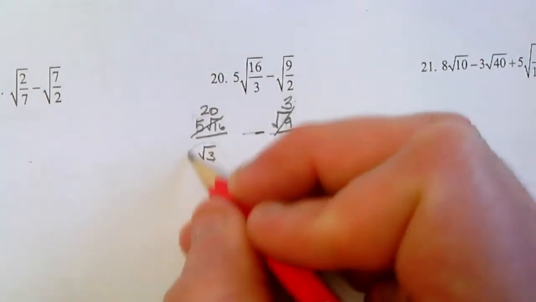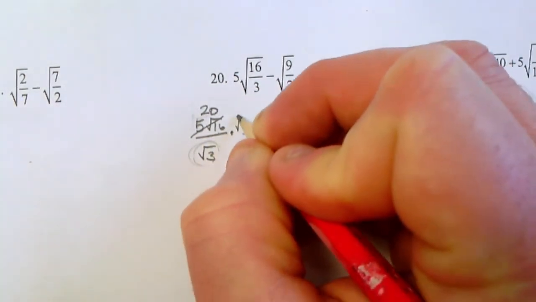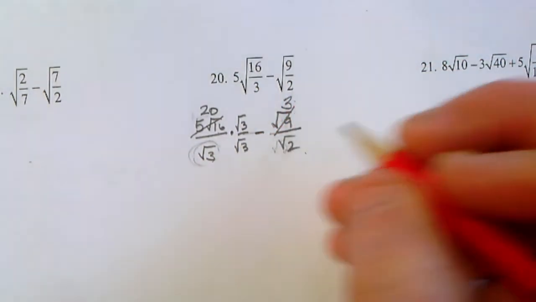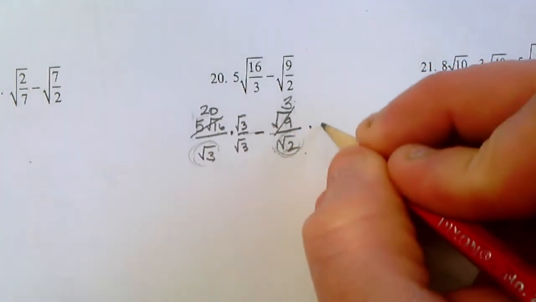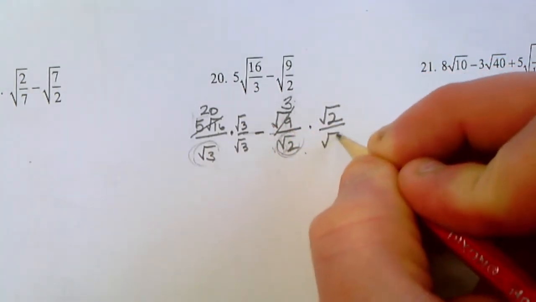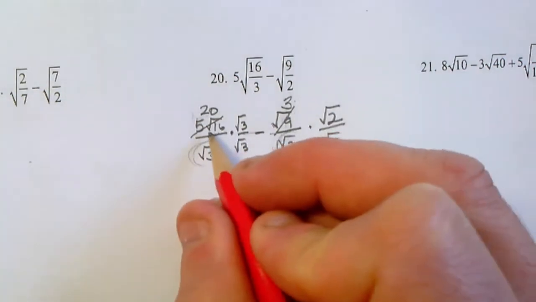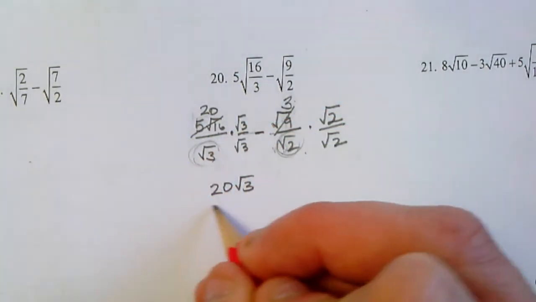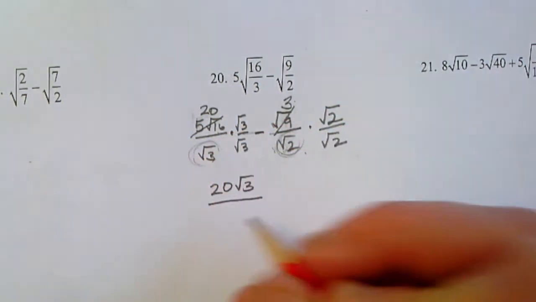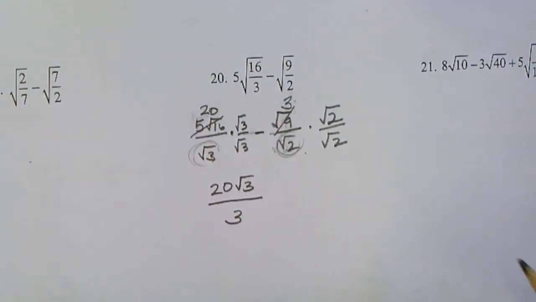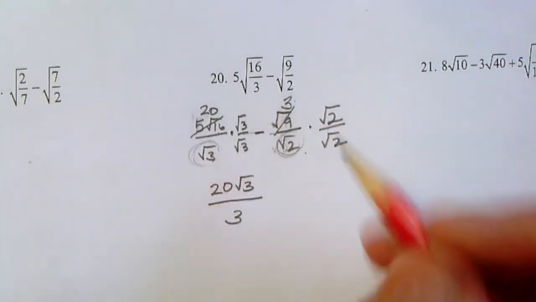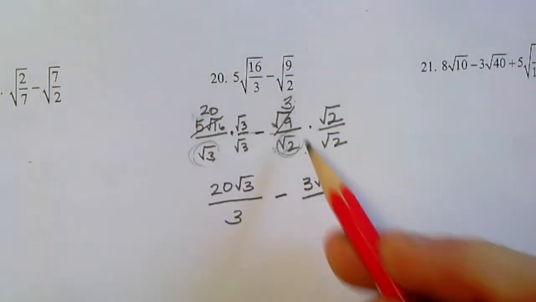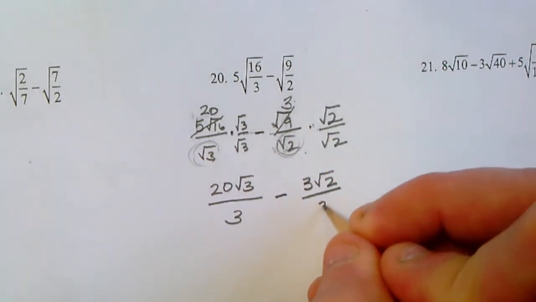Well, I've got this radical down here. What am I going to do? I'm going to rationalize it by multiplying by radical 3 over radical 3. Okay? This one over here, I've got this radical down here. I'm going to multiply it by radical 2 over radical 2. Okay? So what that gives me is 20 times radical 3 over radical 3 times radical 3, which is just 3. Okay? The numerator over here, minus 3 times radical 2, 3 radical 2. And radical 2 times radical 2 is just 2.